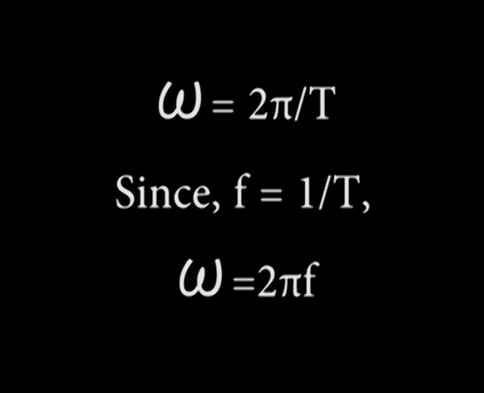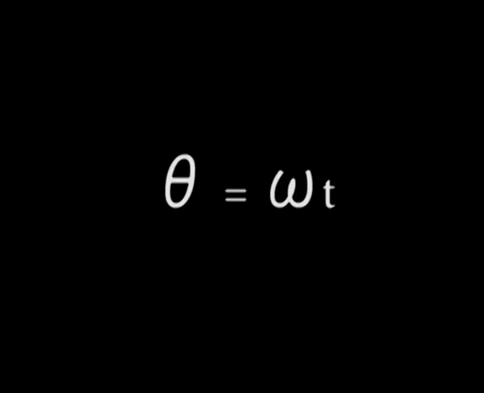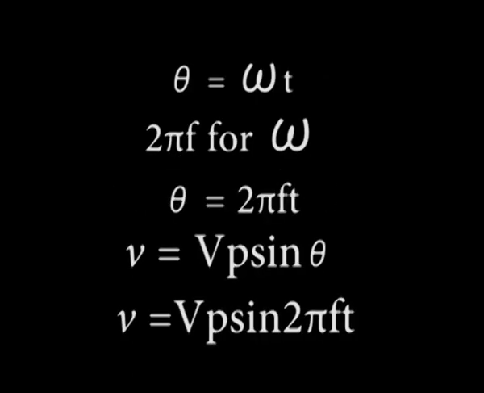When a phasor is rotated at an angular velocity omega, then omega t is the angle through which the phasor has passed at any instant. Therefore, the following relationship can be stated: theta is equal to omega t. Substituting 2 pi f for omega results in theta is equal to 2 pi f t.